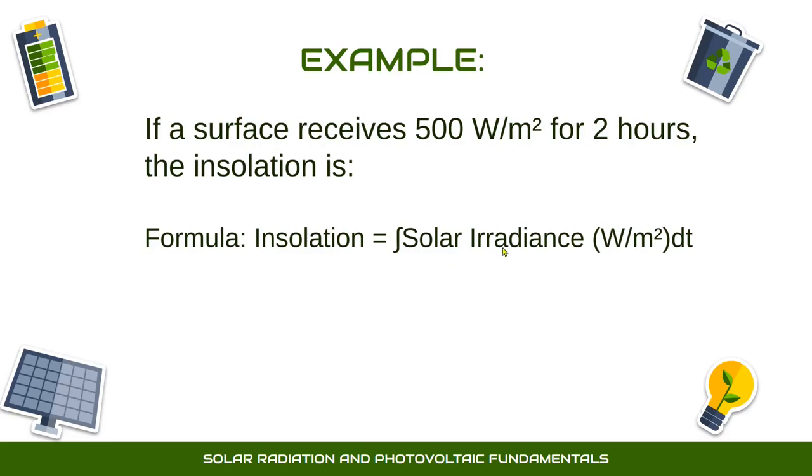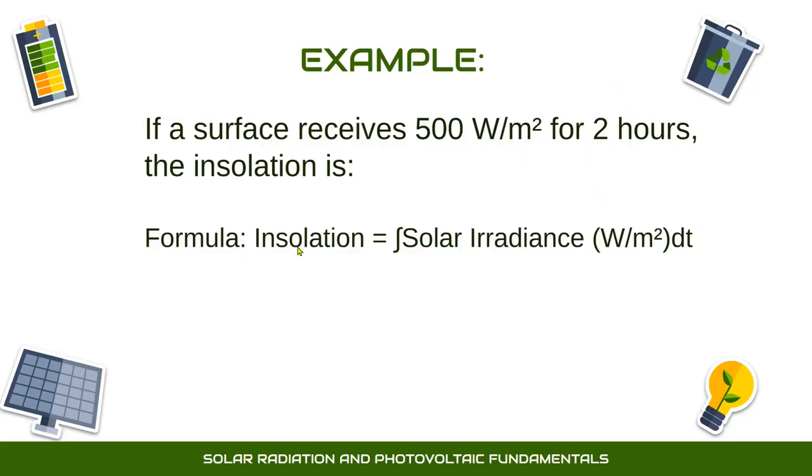Then they say for 1 day. If they say for 1 day, you have to break down the 1 day into hours, which is 24 hours. All you have to do then is multiply the 500 watt hour you have calculated by 24 hours.